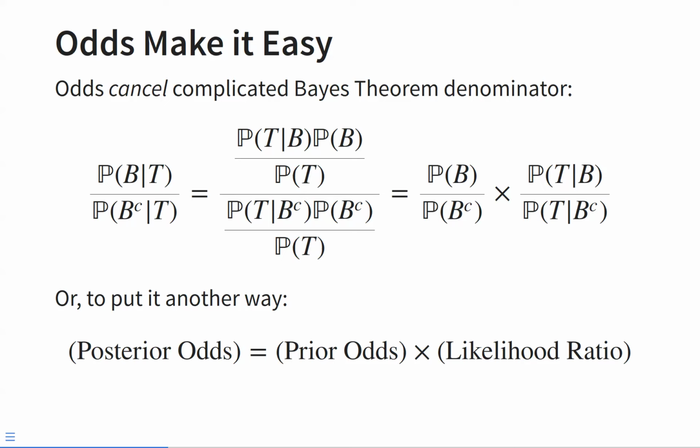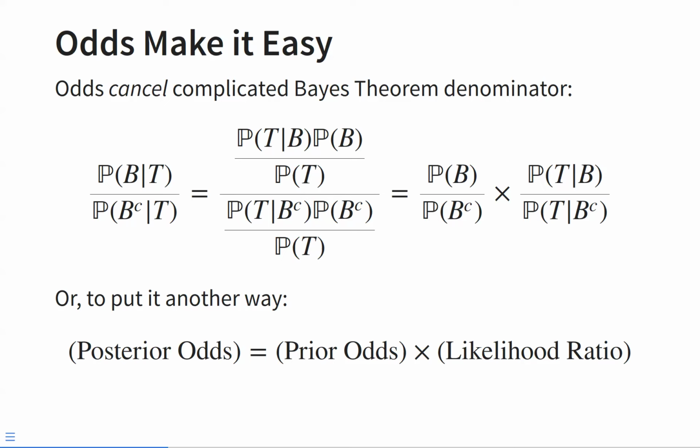But the key thing to notice is that once we write this ratio of two big fractions, we see that the denominators of each of the fractions are the same, and so they cancel. So when we write things like this, we see that these posterior odds, that's what we call the thing on the left-hand side, the probability of B given T divided by B complement given T, these posterior odds are equal to a product of two things.